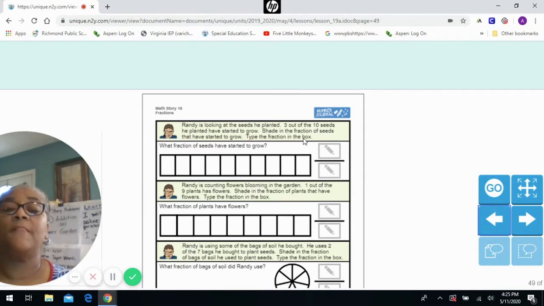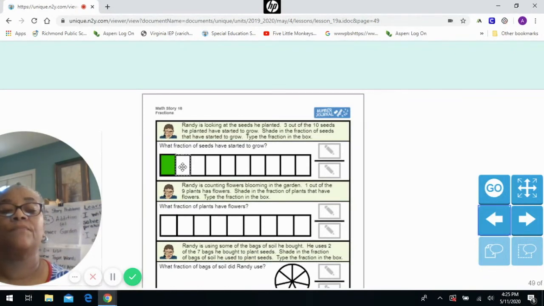Type the fraction in the box. Okay, so Randy planted how many? So we said the whole, this will be the denominator. All of the boxes. So let's count 1, 2, 3, 4, 5, 6, 7, 8, 9, and 10. Okay, so we have 10 boxes all together. Now, how many of those boxes were colored? 3. Let's count. Shade them in.